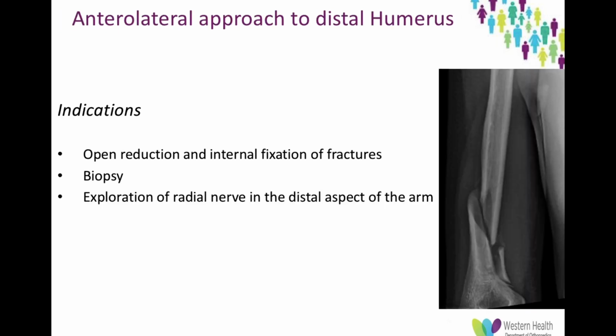And finally, the anterolateral approach to the distal humerus, particularly used for Holstein-Lewis type fractures, so the distal quarter humerus fractures. So open reduction, internal fixation, again biopsy of distal lesions, and this is useful for exploration of the radial nerve in the distal aspect of the arm, which can also be associated with your Holstein-Lewis type fractures.